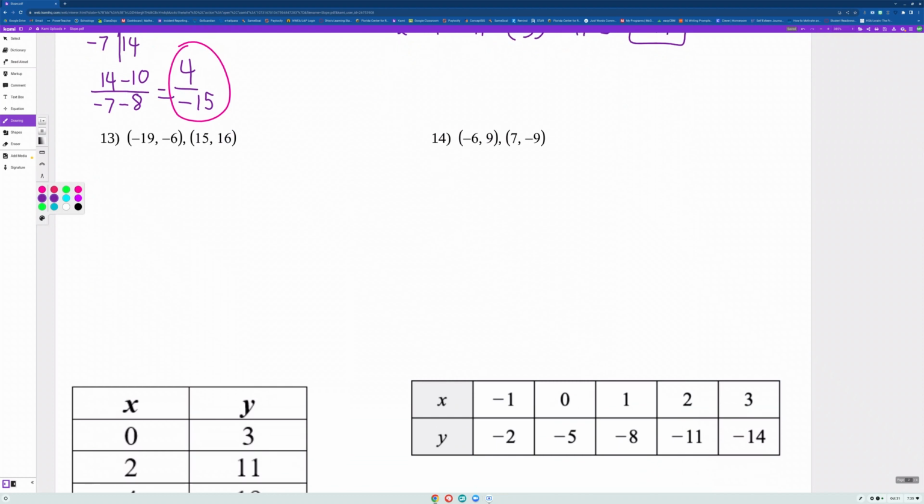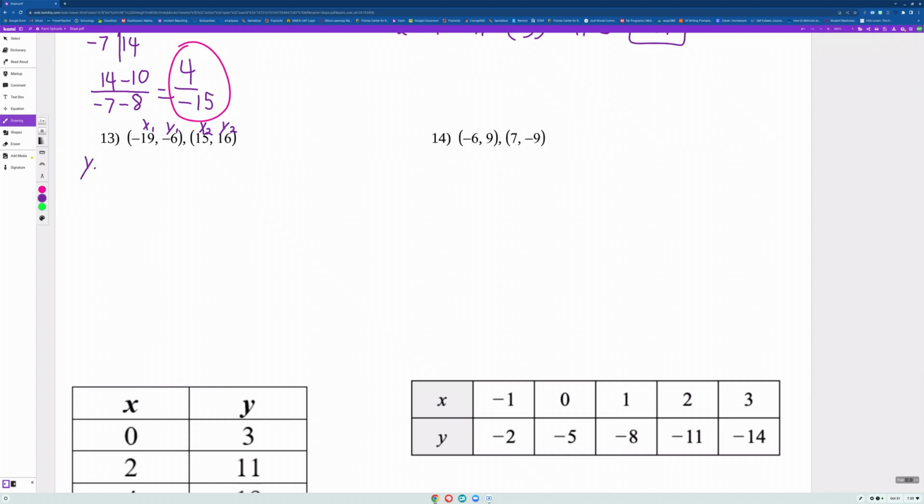All right, for this one, same thing, right? I have ordered pairs negative 19, negative 6, and 15 and 16. So this is my x1, this is my y1, this is my x2, and this is my y2.